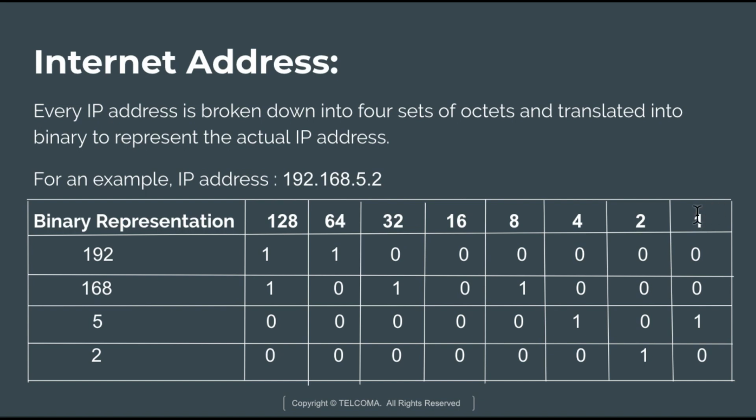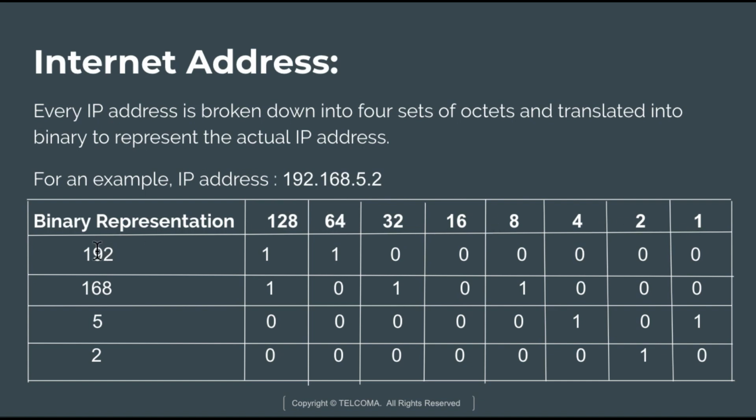This class C address is represented in binary notation as follows. Here I have represented 2 raised to power 0 as 1, 2 raised to power 1 is 2, 2 raised to power 2 is 4, 2 raised to power 3 is 8, 2 raised to power 4 is 16, 2 raised to power 5 is 32, 2 raised to power 6 is 64, and 2 raised to power 7 gives 128. So this represents the 8 bits in an octet.